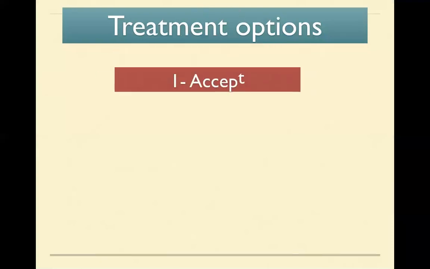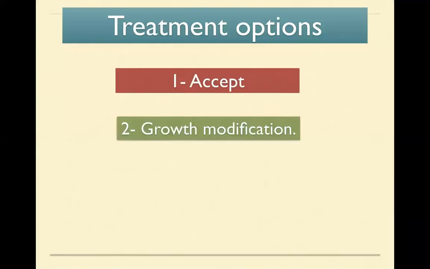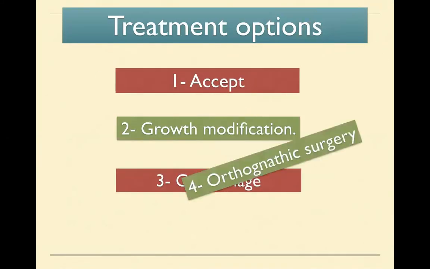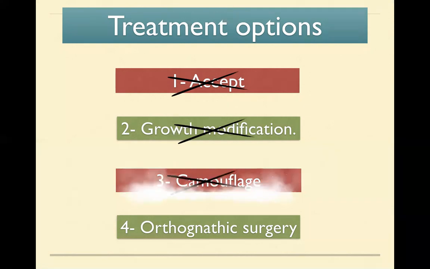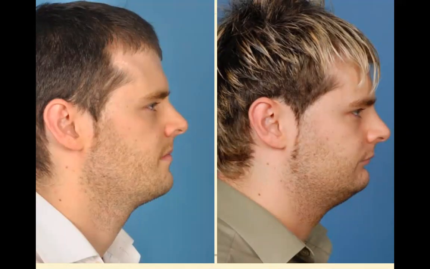So our treatment options: accept, growth modification, camouflage, and orthodontic surgery. Accept is not an option because the patient is looking for treatment. Growth modification is an option if he was younger. Now, because he's an old man, not really old, but he passed the growth spurt, we don't need to provide him with growth modification. Camouflage treatment is not an option as well because the patient is complaining about his profile. We are left with the last option, which is orthodontic surgery.